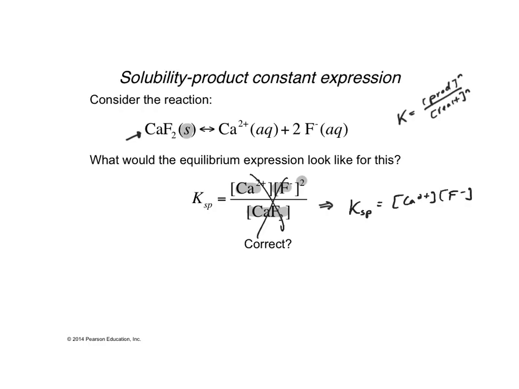So the correct KSP for this reaction is not this, but is instead just the concentration of calcium times the concentration of fluoride squared. There is no reactant in these expressions because it's a solid and we don't include that in equilibrium constant expressions. So that makes KSP really nice. You don't ever have to include any type of reactant. All you have to consider is our two products at equilibrium.